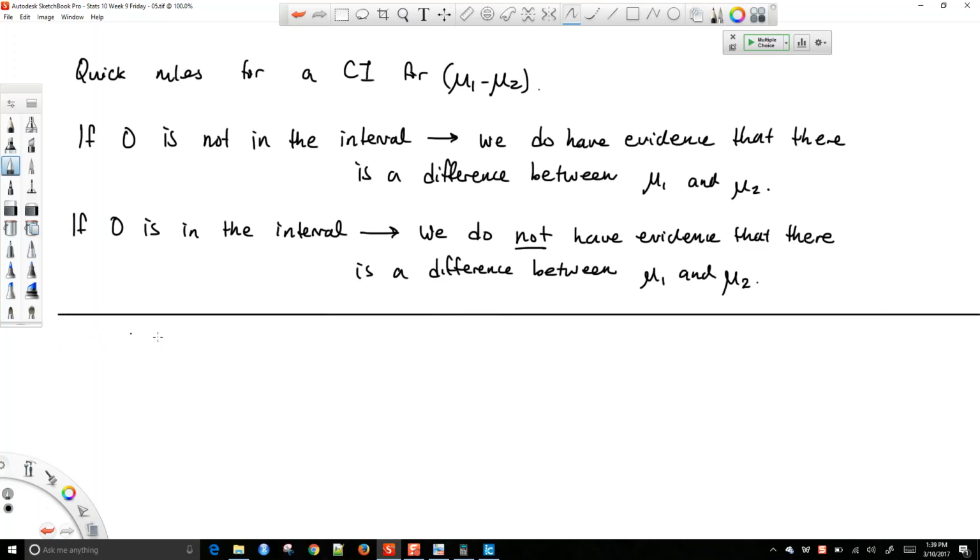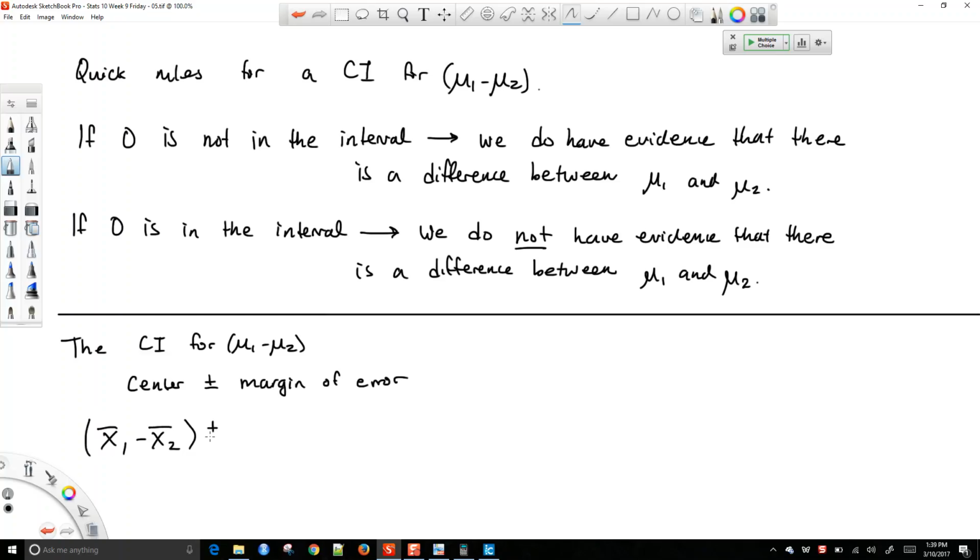Okay, so how do we go about making our interval? The confidence interval for mu1 minus mu2 is always in the form center plus or minus margin of error. The center is x bar 1 minus x bar 2, plus or minus critical value t star times the standard error.